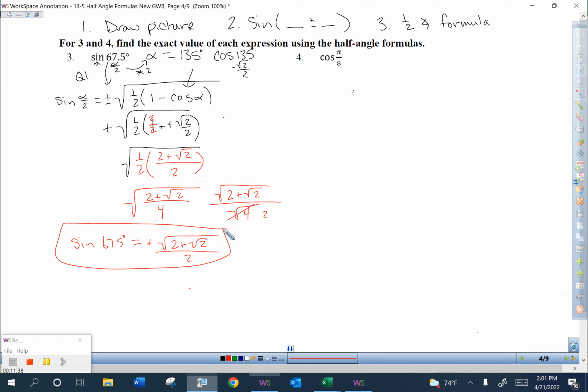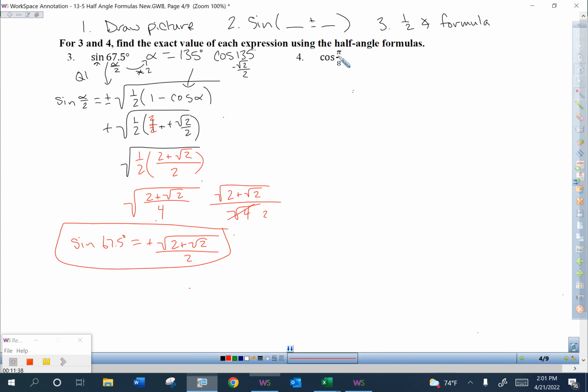Okay, next one, it's in radians, but hopefully you recognize that pi over 8 is not something we can draw a picture for. That'd be pi over 2, pi over 4, pi over 3, pi over 6. Those are the only denominators we've seen so far. Okay, so it's not option 1 for sure. Option 2, we'd want to split it up, but we want to be in degrees for that to happen.